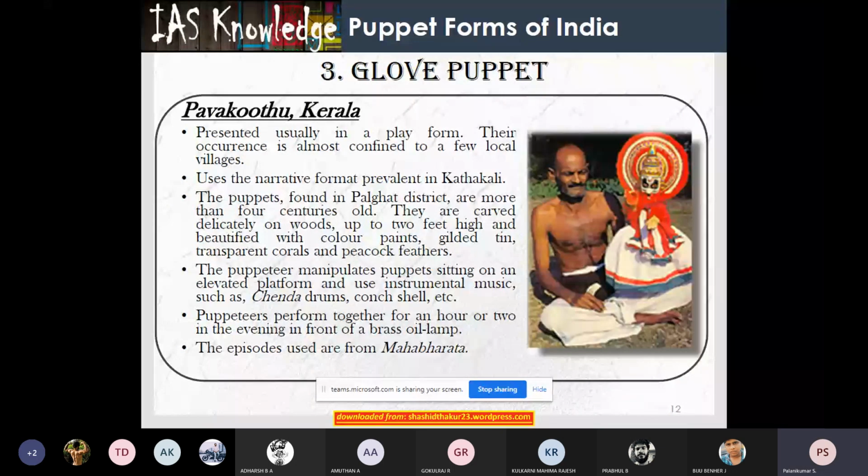Especially in Kerala, the glove puppet is a different thing. It is usually presented in play form, using hands, and they make it like a doll. Then they hold it, and with voice and actions and everything they perform. It is such a wonderful art. The puppeteer manipulates the puppet sitting on an elevated platform and uses instrumental music, the chenda melam and conch shells, for the performance.